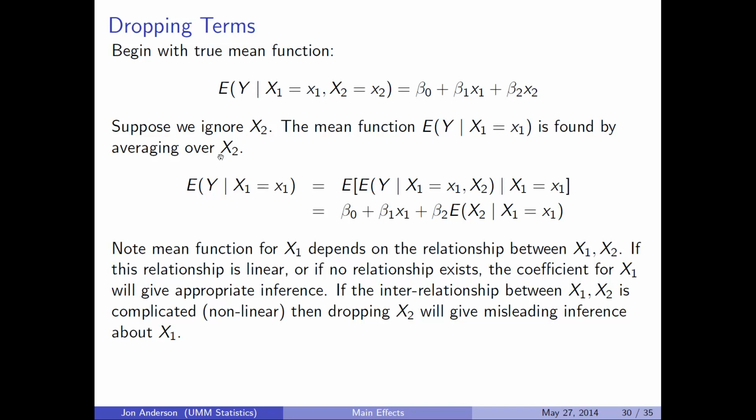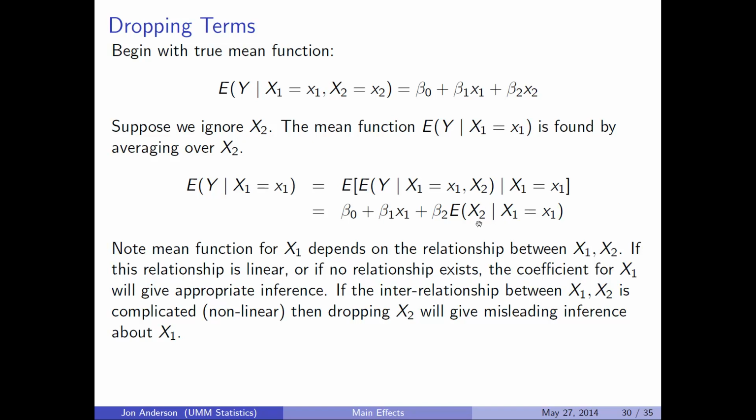Well, if we look at the mean function only in terms of x1, we take a repeated expected value to get an expression, and you can see that what we get is the same beta naught intercept plus a beta 1 times x1 term that will still be involved, but beta 2 is going to multiply the mean function of how x2 relates to x1. And so this is the crucial piece.